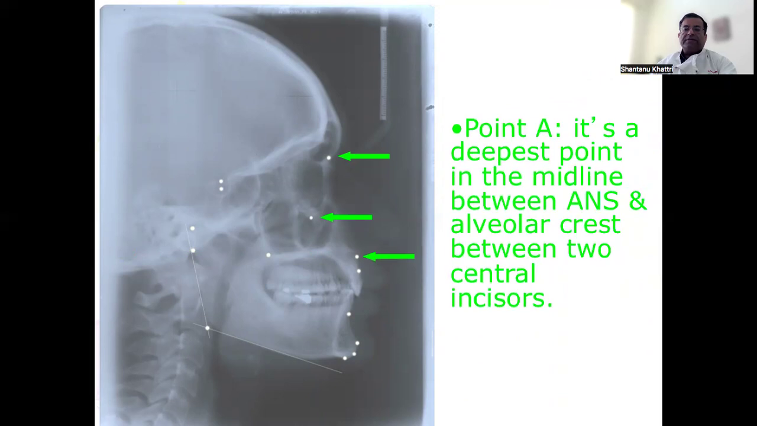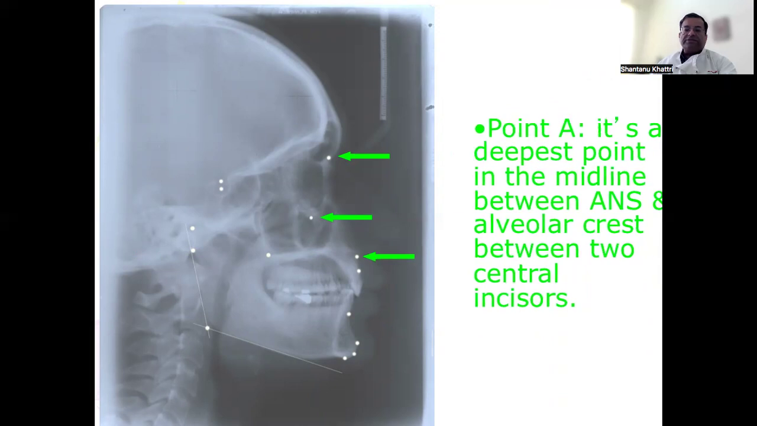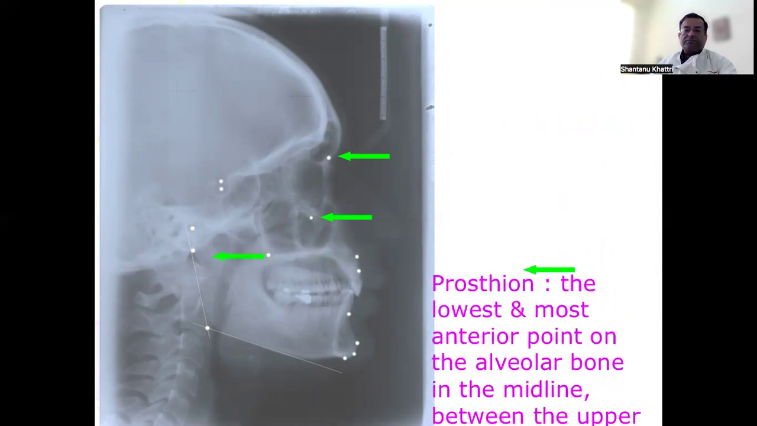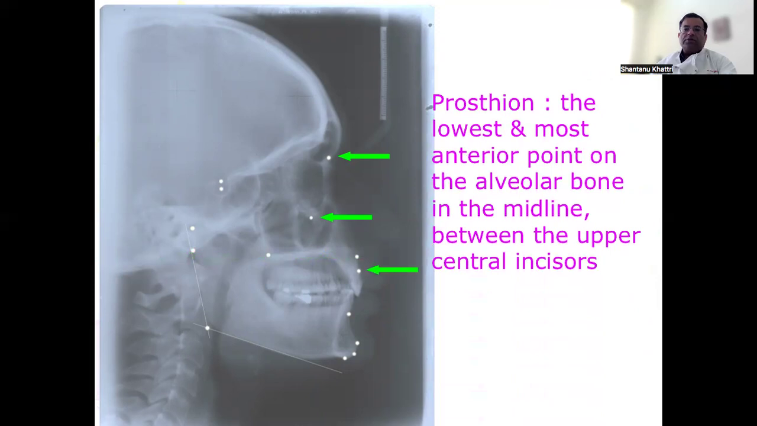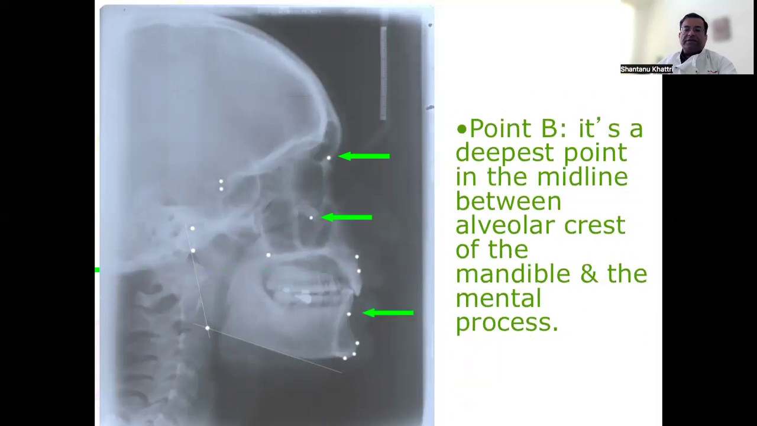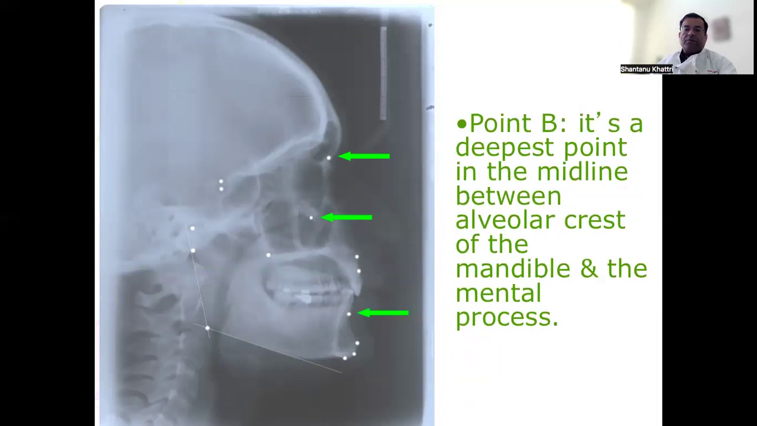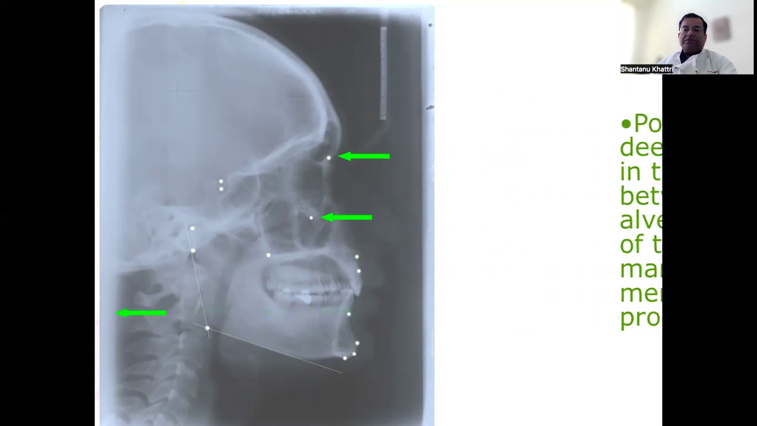Point A is the deepest point in the midline between ANS and the alveolar crest between the two central incisors. Prosthion, the lowest and most anterior point on the alveolar bone in the middle between the upper central incisors. Point B is the deepest point in the midline between the alveolar crest of the mandible and the mental process.